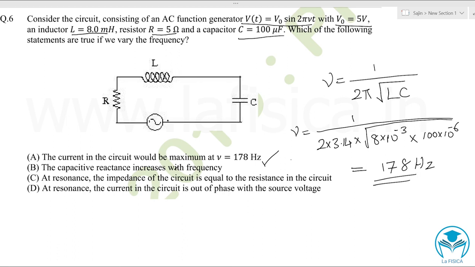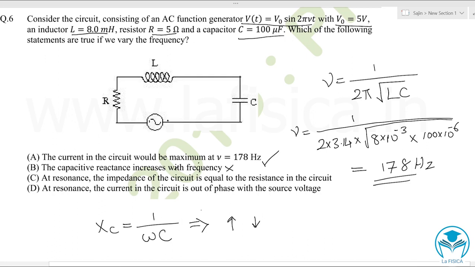Let us see the second statement. The capacitive resistance increases with frequency. We know capacitive resistance XC is equal to 1 by omega C. That is, capacitive resistance is inversely proportional to frequency. When frequency increases, capacitive resistance will decrease. That is, the second statement is wrong.